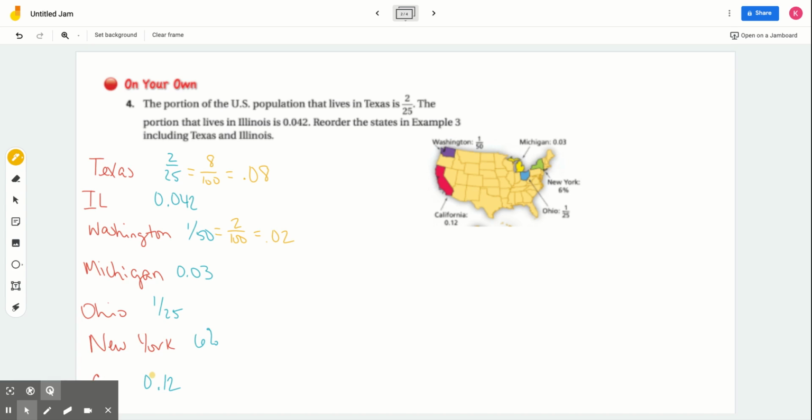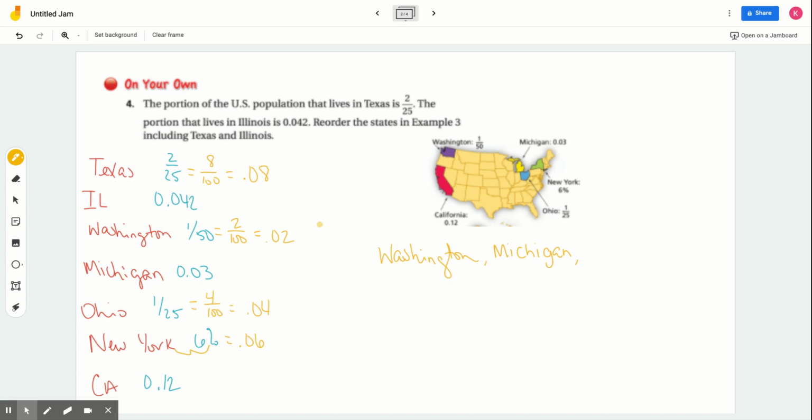Now go ahead and try to change the last couple to decimals. All right, you'll see here that I finished these up. So 1/25 is 4 hundredths or 0.04. 6%, we take that decimal point and move it 2 times to the left. So 0.06. Now we're going to order these from least to greatest. So the smallest one would be Washington at 0.02. Then we can keep going from there. So after that, we have Michigan with 0.03.